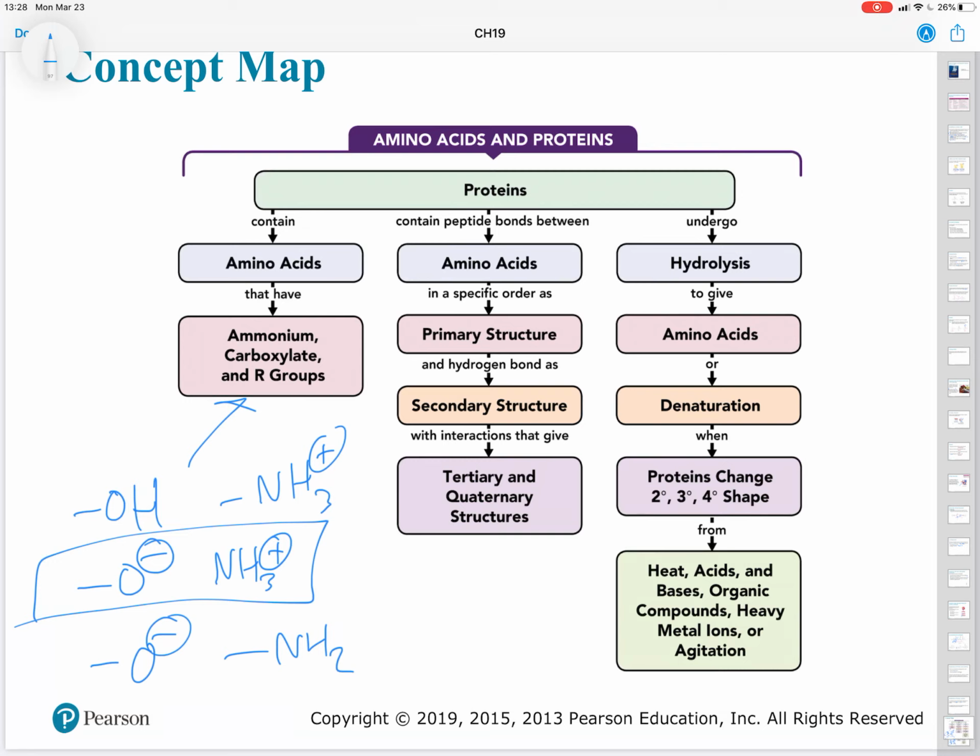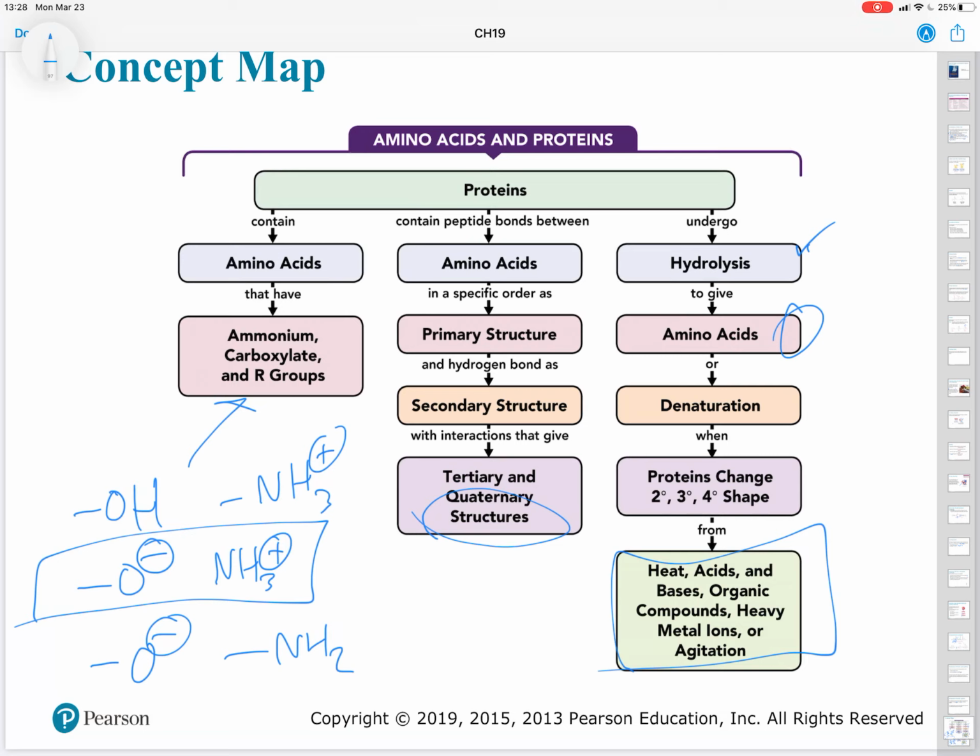Know about primary, secondary, tertiary structures, and how quaternary structure is similar to tertiary. And then as far as peptide bonds go, hydrolysis. Amino acids are the product of the hydrolysis of polypeptides. Denaturation happens to the secondary, tertiary, and quaternary structures, and know the various ways that these guys can disrupt those.